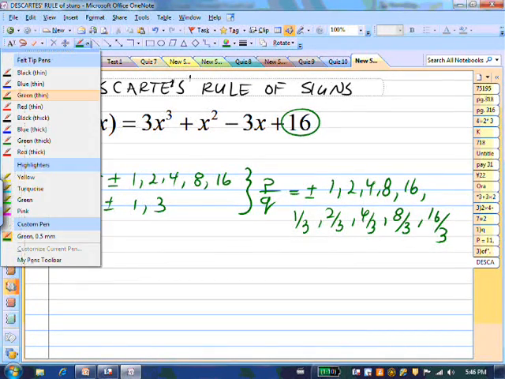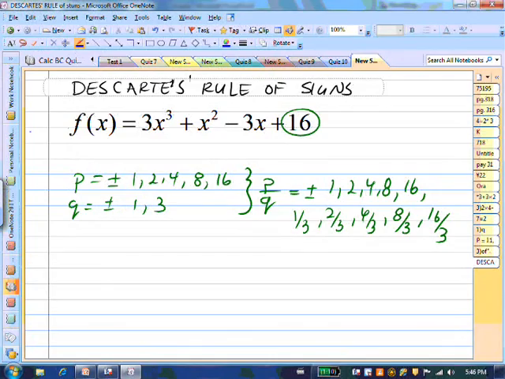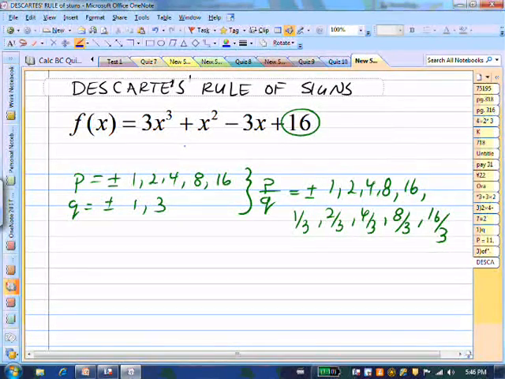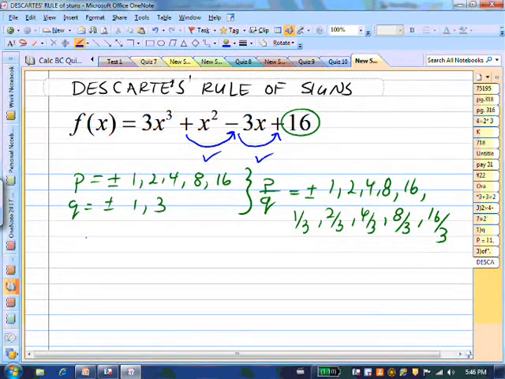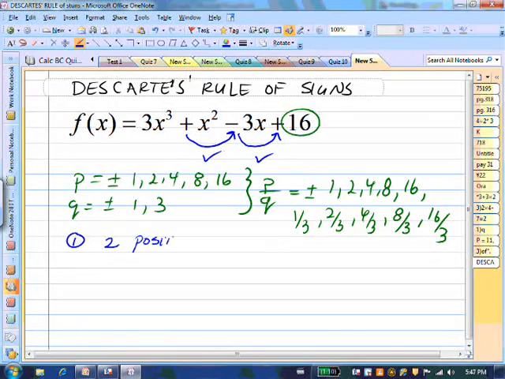So Descartes actually came up with a way to narrow it down. What Descartes said is you can look at the sign changes in the original equation, and that will tell you how many positive roots you have. So for example, here we go from plus to minus. That's one sign change. And then we go from minus to plus. That's a second sign change. So what Descartes realized is, first of all, you have a possible 2 positive roots. So out of these, if you try the positive ones and you found 2 of them, you're already done and you don't need to go any further.